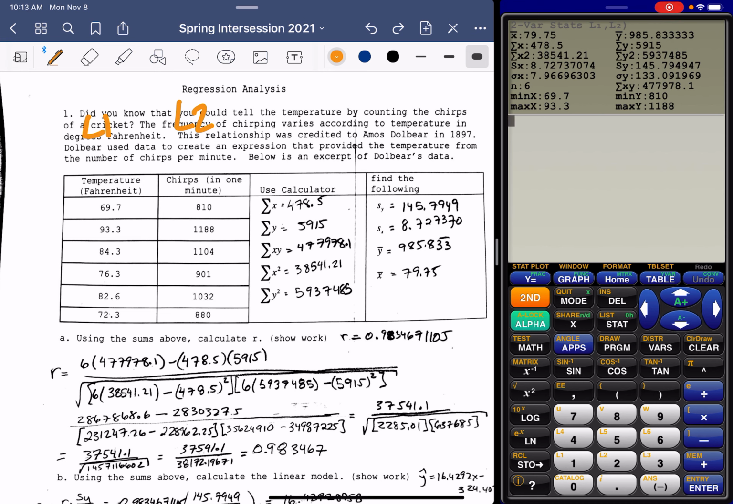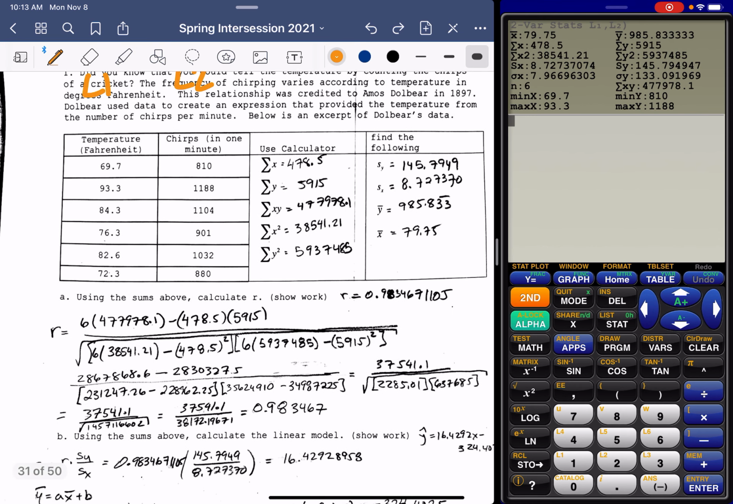And one of the other things that you'll find out is, right now we're doing the correlation coefficient. It says right here, find R. But you're also finding these other values, SX and SY, which are the standard deviation for X and the standard deviation for Y. And why would you want to do that? Well, because we're doing part B as well. Where do you find this information? You also find it on the calculator, on the right side of the screen here.